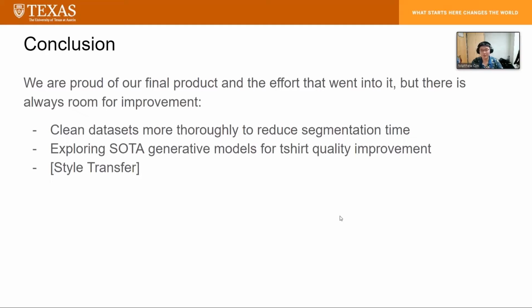So in conclusion, we are proud of our final product and the work that went into it. However, there's always room for improvement. What we could have done beforehand is clean the dataset by separating it into different classes. Since our model is very selective about which types of images it wants to work on, if we had done this beforehand, we could have saved much more time and trained the GANs for longer. Additionally, we could have also explored SOTA generative models for t-shirt quality improvement, as well as explored other types of style transfer.